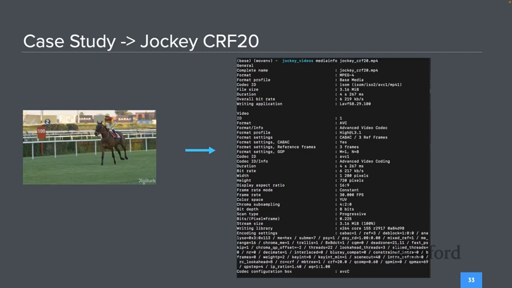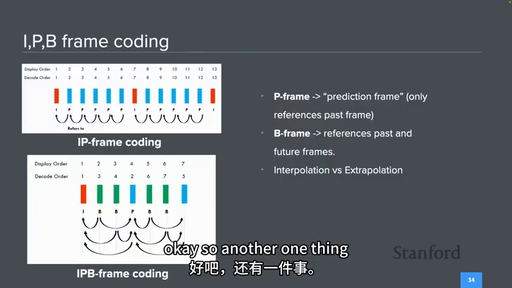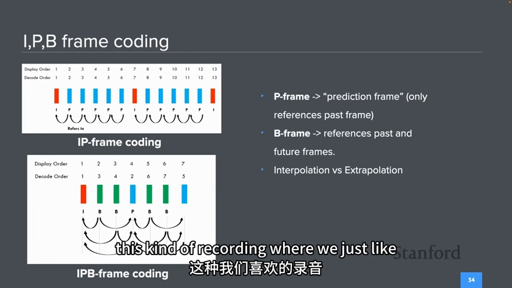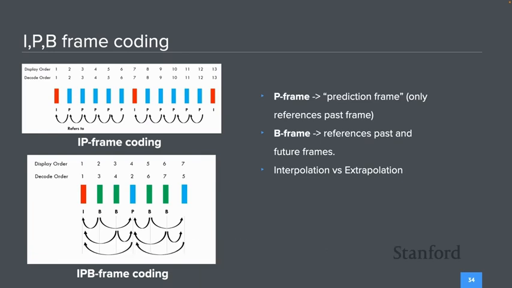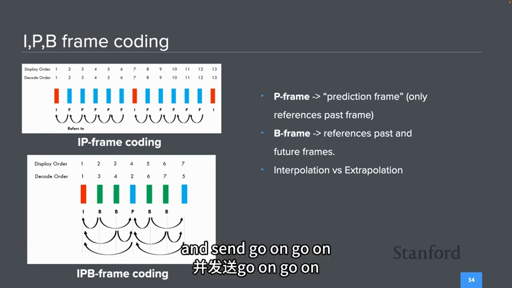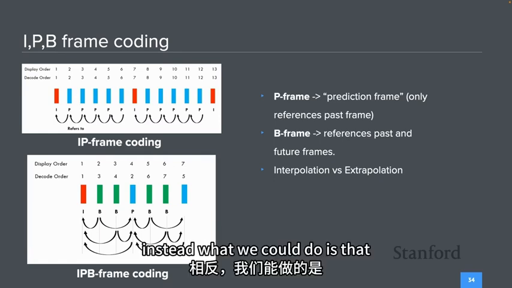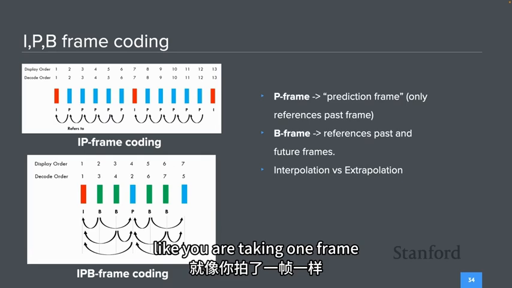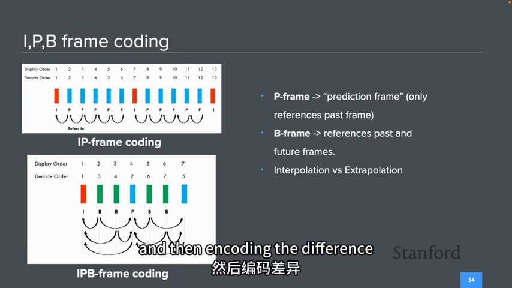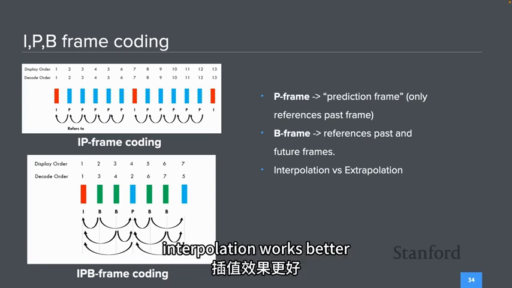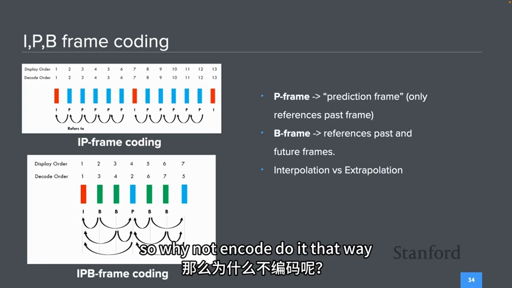Cool. Okay, so one thing which you could ask is why restrict us to this kind of coding where we start with an image, encode one frame independently and then encode the next frame conditioned on that one and then go on. Instead, what we could do is, because this is kind of extrapolation, you are taking one frame, extrapolating it to the next frame and then encoding the difference. Typically in real life, we know that interpolation works better. So why not do it that way?